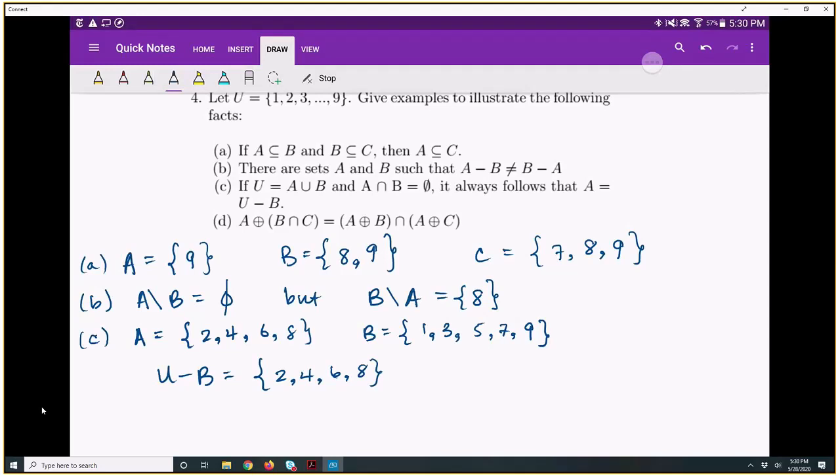And the problem doesn't ask us to do it, but we can also notice that clearly if I subtracted A, I would get back B. So this one's A, and this one's B.